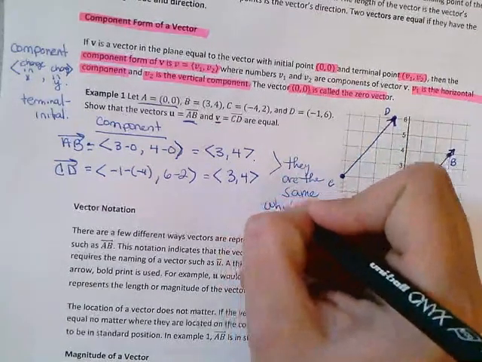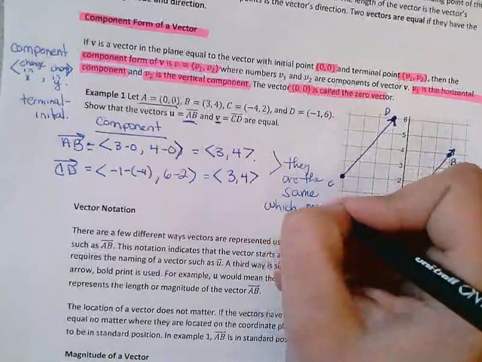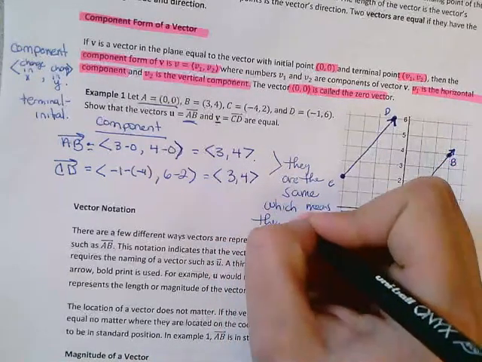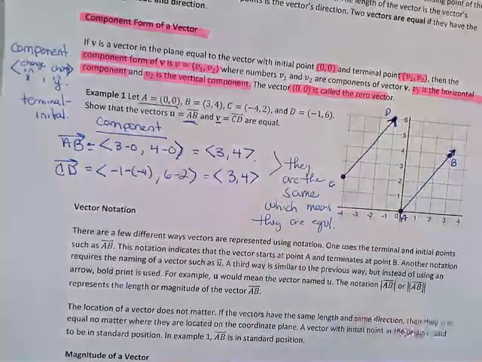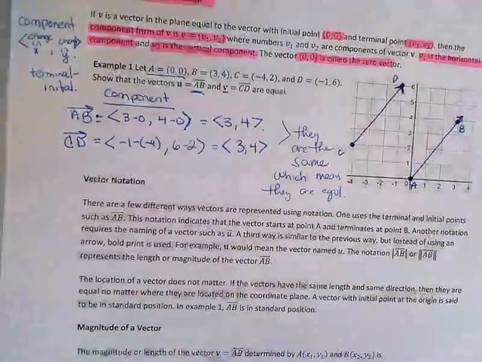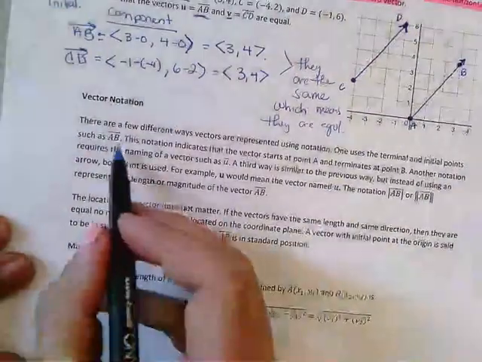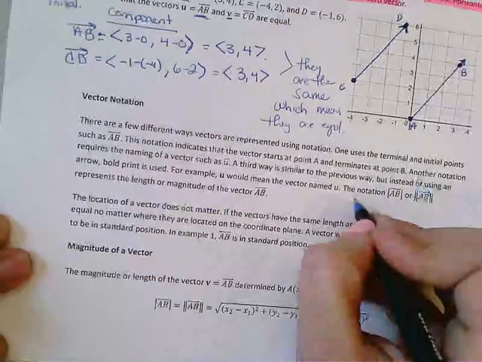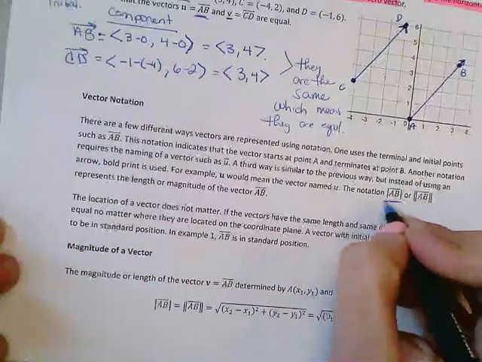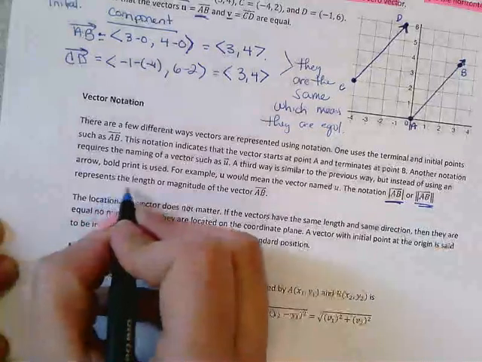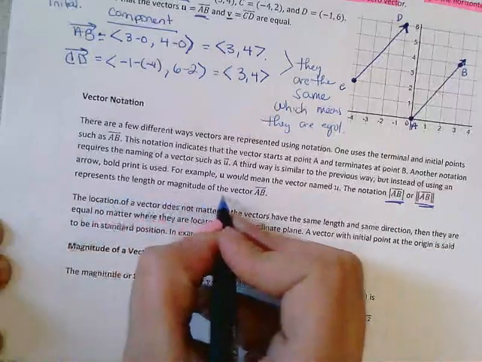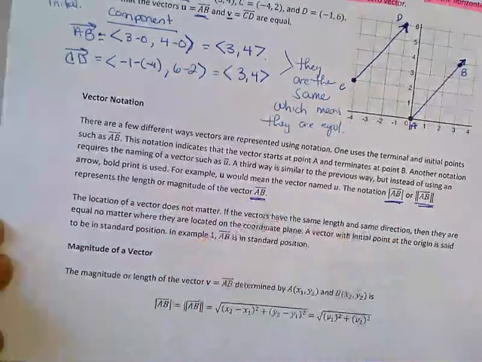Which means they are equal. Alright, I'll let you guys read about the vector notation, but basically the notation could be like this or like this, and it represents the length or the magnitude of the vector AB.